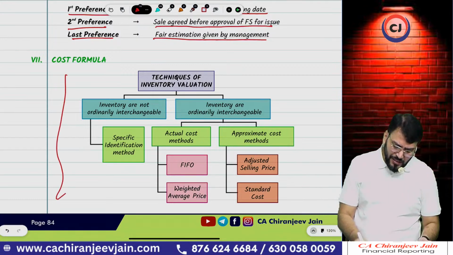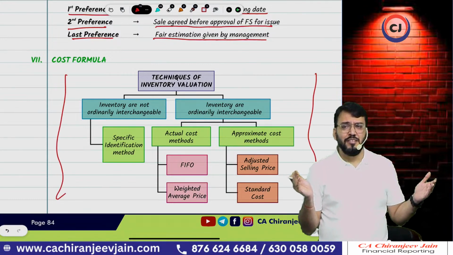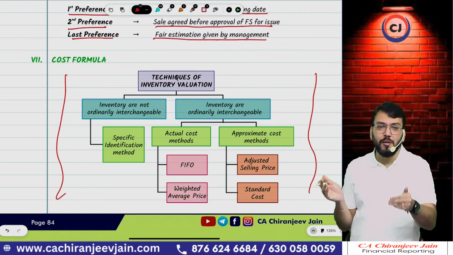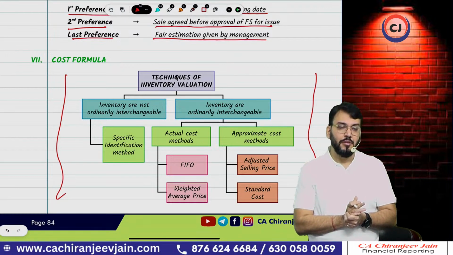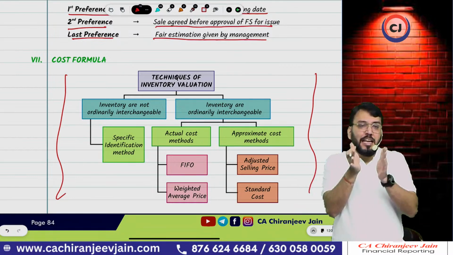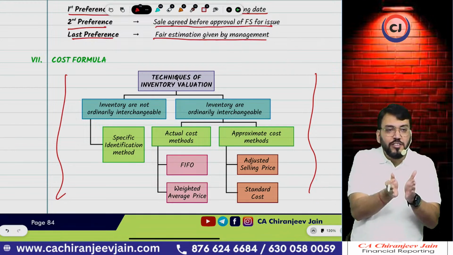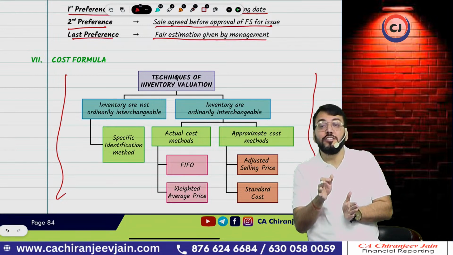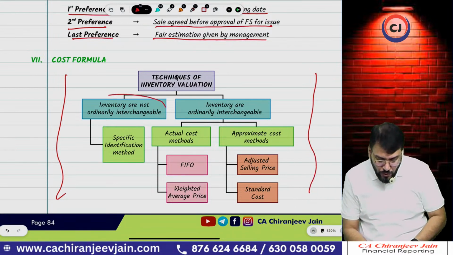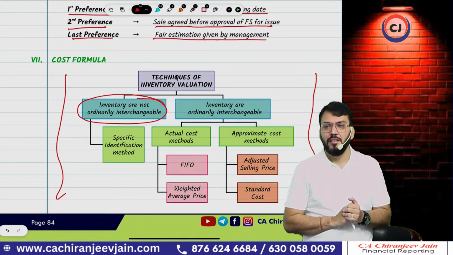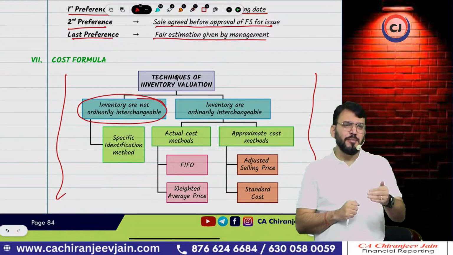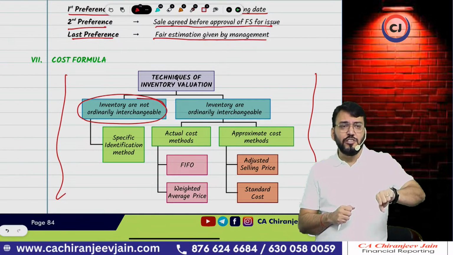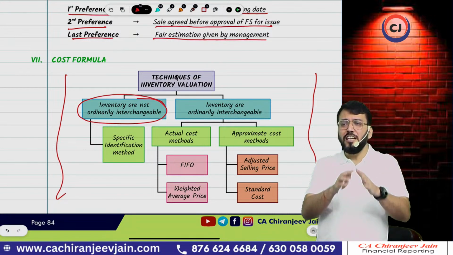Cost formula: nothing to teach, this is CA Foundation level, CA Inter level. How do we find out the cost formula to determine the cost price per unit? That depends upon whether the inventories are ordinarily interchangeable or not ordinarily interchangeable. When I say inventories are not ordinarily interchangeable, it means they are expensive items. Suppose you are manufacturing an aeroplane. Can you interchange one aeroplane with another aeroplane? No, that will be customized.